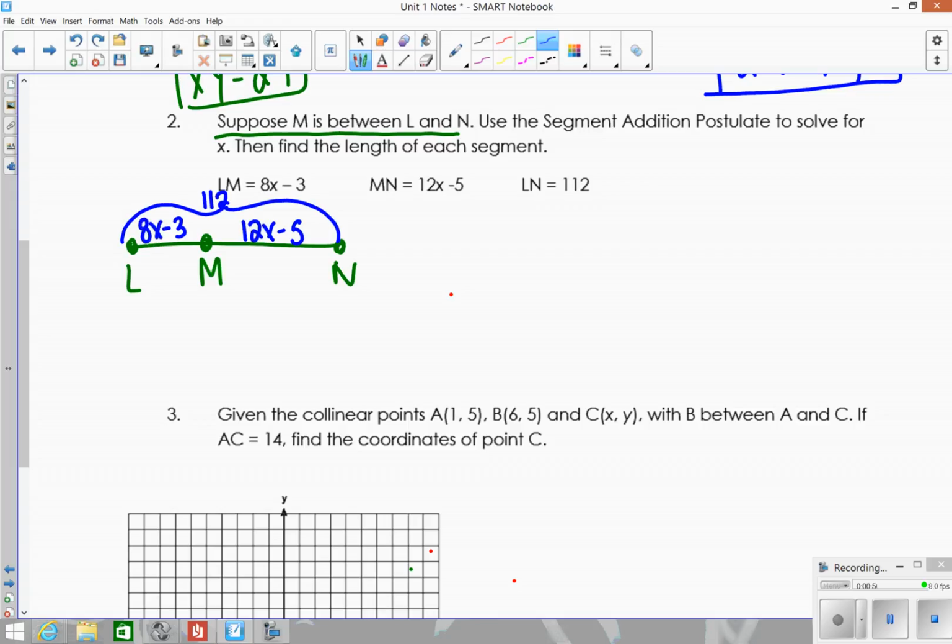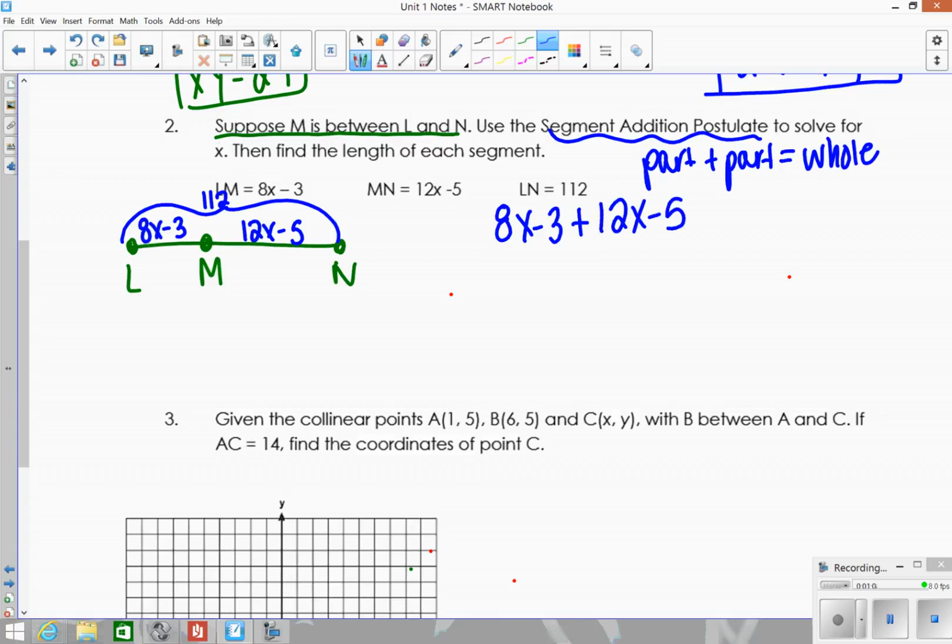So segment addition postulate means we're going to take part plus part and set it equal to the whole thing. So that means the first part is 8x minus 3, plus the second part is 12x minus 5. That's going to equal 112. So it's very similar to angle addition, where you take the two parts, set them equal to the whole. It's just now you're doing it with a segment. So then we solve it.